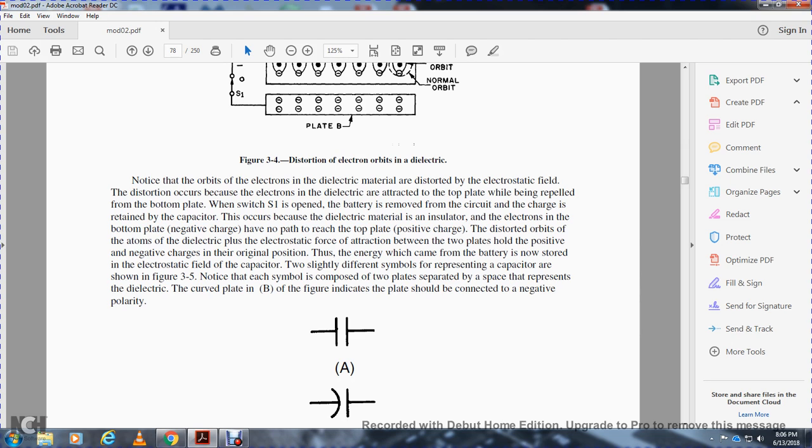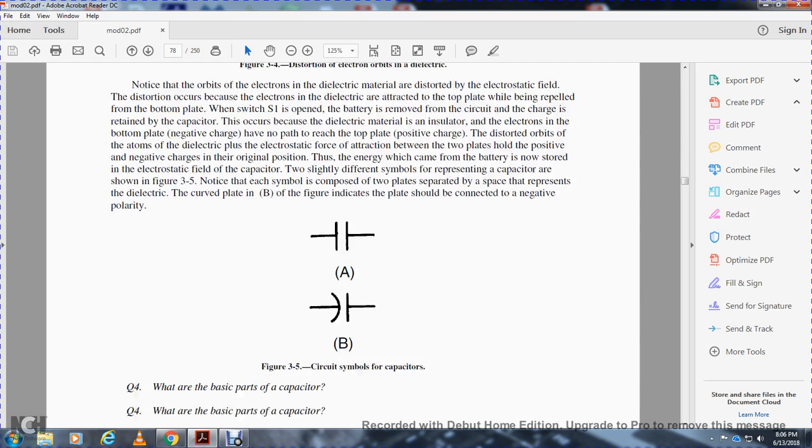Two slightly different symbols representing the capacitor are shown in Figure 3.5. Notice that each of the symbols is composed of two plates separated by a space that represents the dielectric. The curved plate in B indicates the plate that will be connected to the negative polarity.